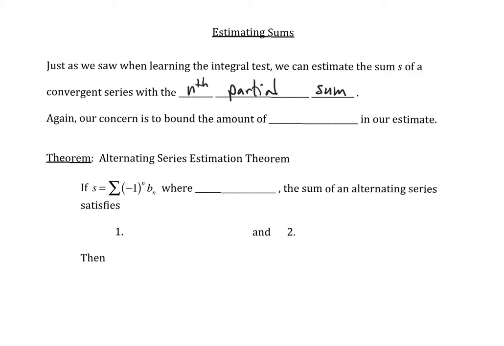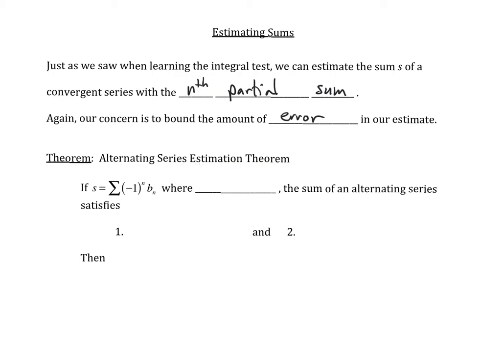Now, again, whenever you're doing any sort of estimation, you always worry about the amount of error. So our concern is to bound the amount of error in our estimate. And we have a theorem. Our theorem is the alternating series estimation theorem.